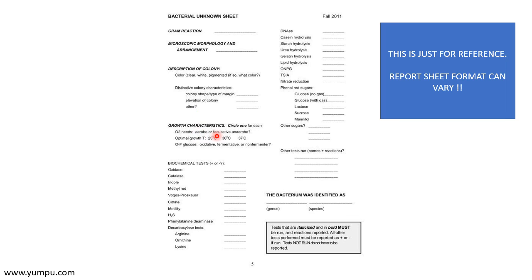Then growth characteristics: at what temperature and for what time you incubated your culture, and whether it requires oxygen or not, that means whether it is aerobic, facultative, or anaerobic. Then the oxidation fermentation test, which you have to mark. Then biochemical tests. This may vary depending on the group you are referring to, but you have to perform at least 10 to 15 biochemical tests to identify your culture. You cannot just perform 2 to 3 biochemical tests and say that my culture belongs to this particular genus. That's actually a wrong method.